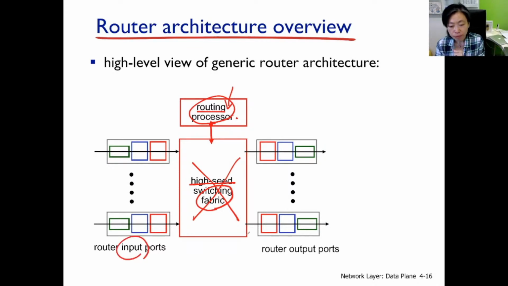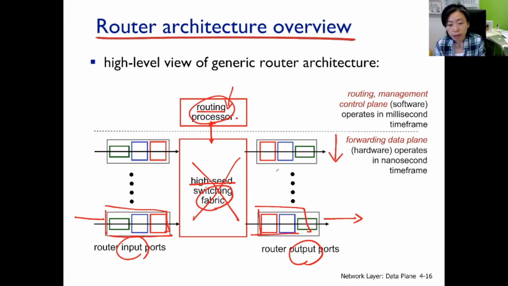Third, the input and output ports. By input ports and output ports, I actually mean the network interface cards that we use to connect to the routers that are passing packets in, as well as connecting to routers that we pass the packets out.